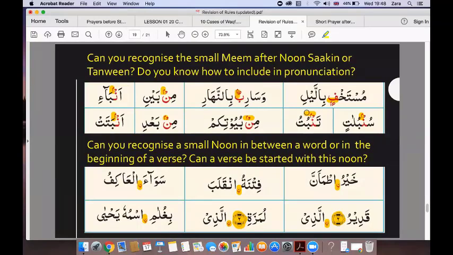So hopefully, again, it's just about recognizing where these rules appear. So this one's quite easy because you can see the small meme is appearing there. So you remember you have to pause and change the sound to a meme. Hopefully that one's clear to you.